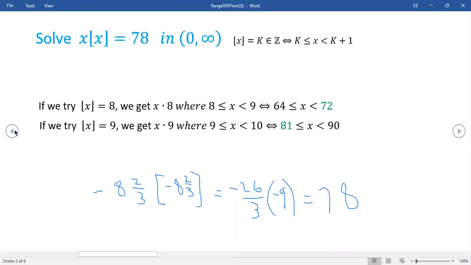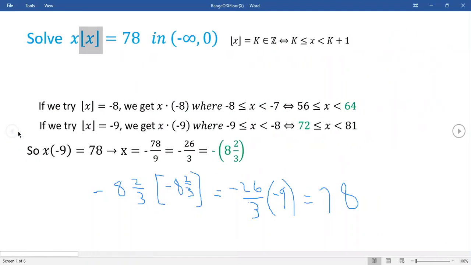Let's go back here. Yeah, there we go. Okay, so again, folks, this is the final answer right here, and I hope that helped you.